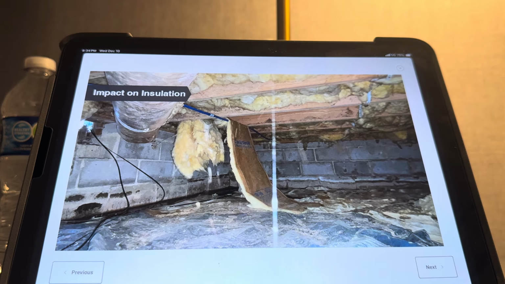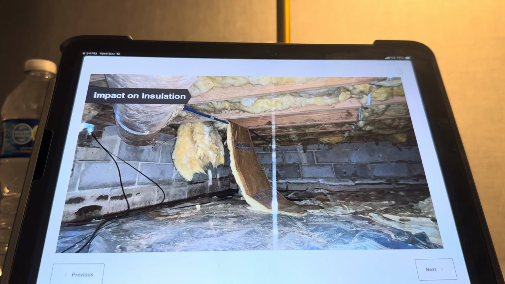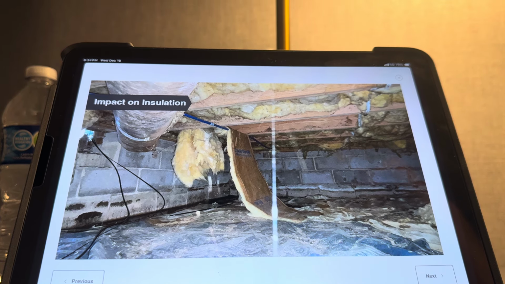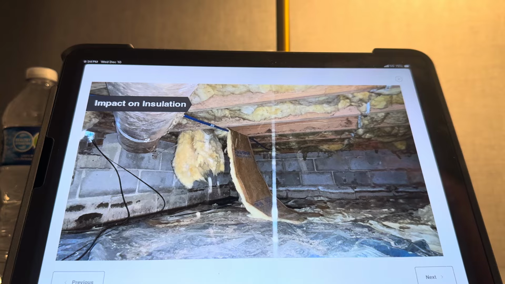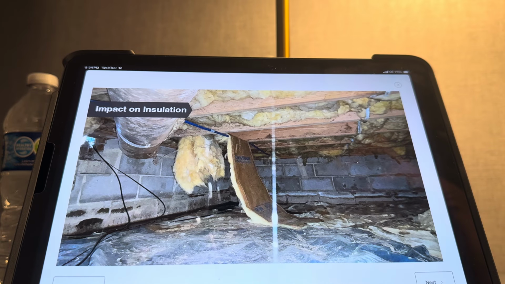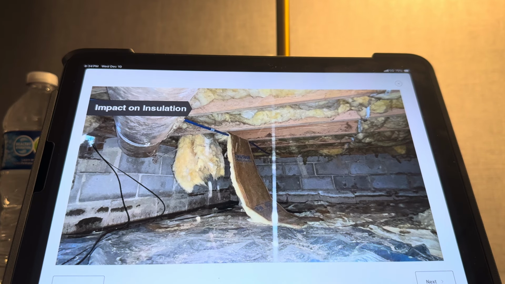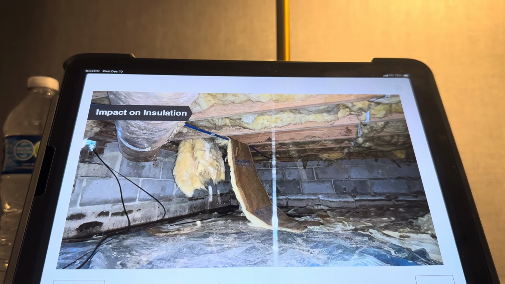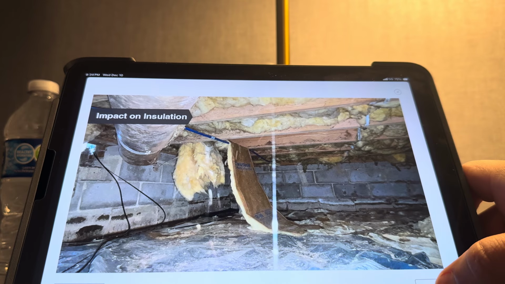This has an extreme impact on your insulation, right? This insulation falling is not caused by rodents. This is caused because that insulation is just taking on all kinds of moisture, and it becomes very heavy. And so it's just falling to the ground and not doing what it's intended to do.